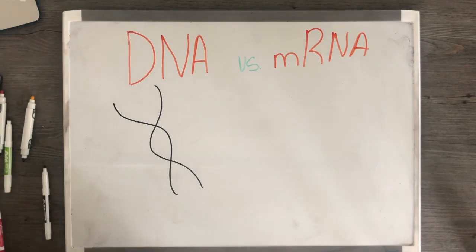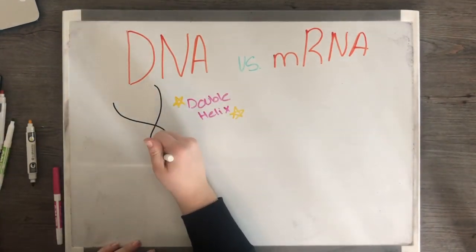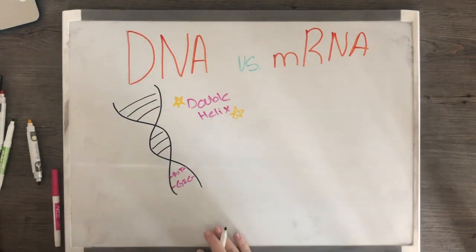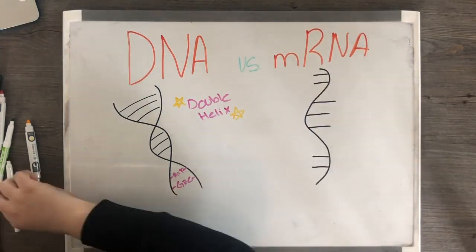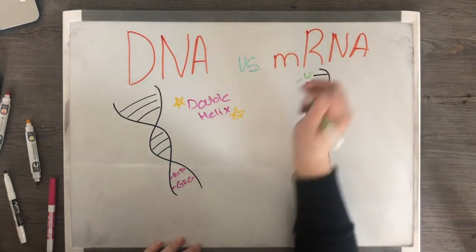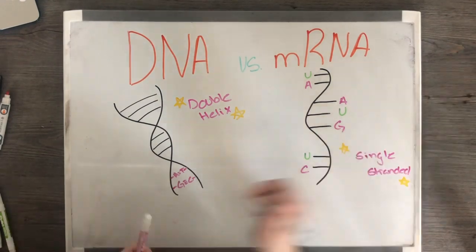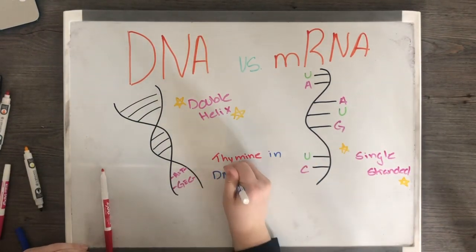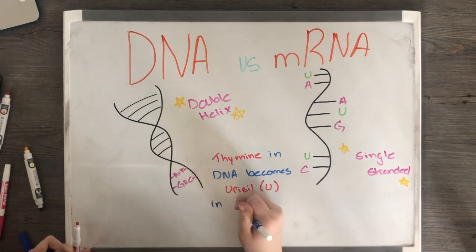Deoxyribonucleic acid versus messenger ribonucleic acid. DNA is formed by a double helix that consists of adenine, guanine, cytosine, and thymine, while mRNA is single-stranded and it consists of adenine, guanine, uracil, and cytosine. Thymine in DNA becomes uracil in mRNA.